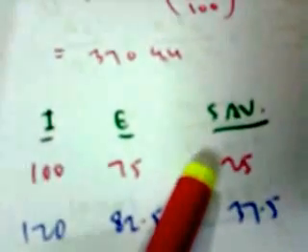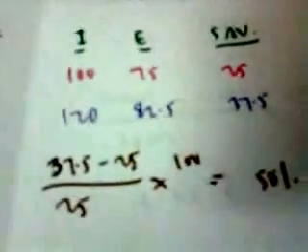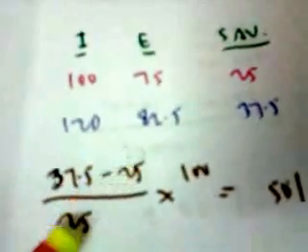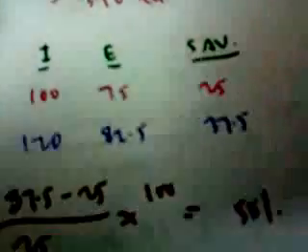Initial saving was 25 rupees, final saving is 37.5. So percentage change is final saving minus initial saving by initial saving into 100, that's 50%.